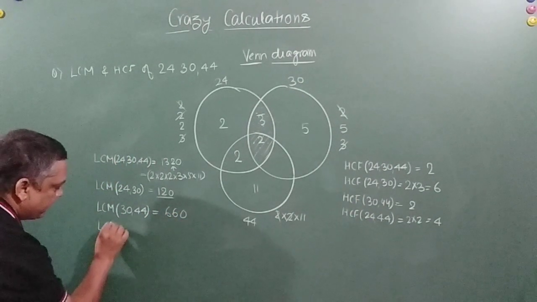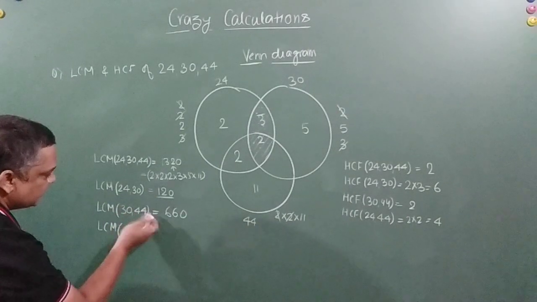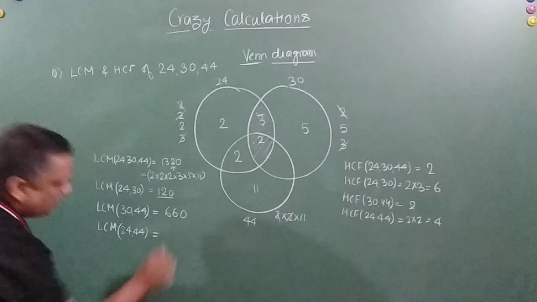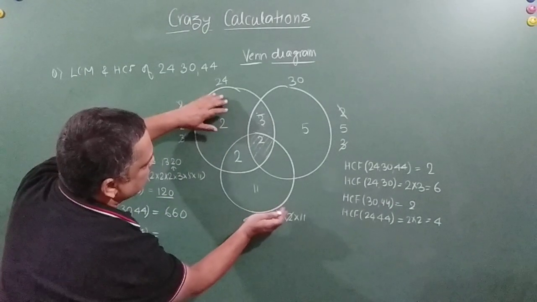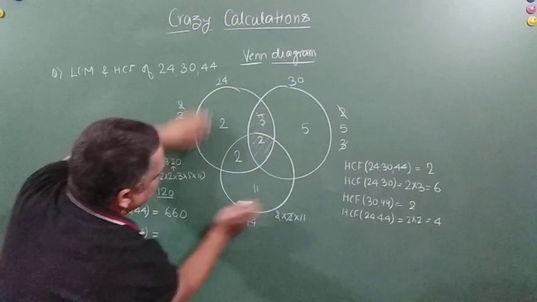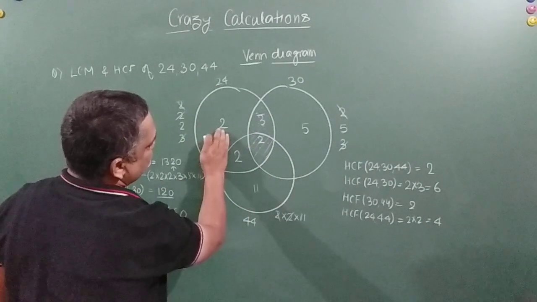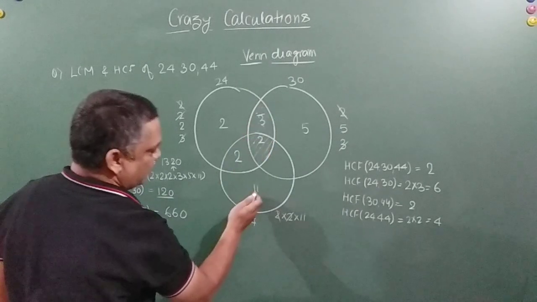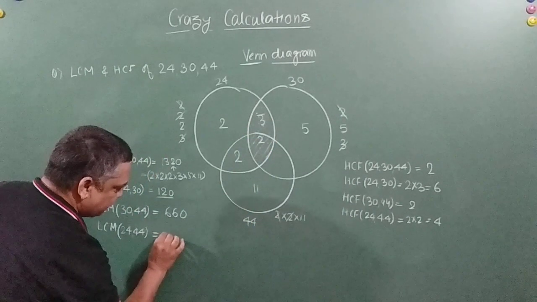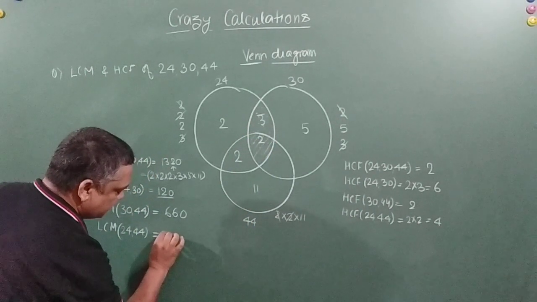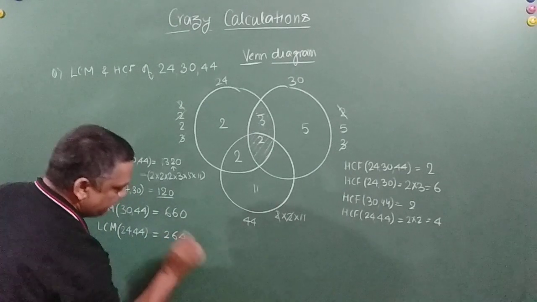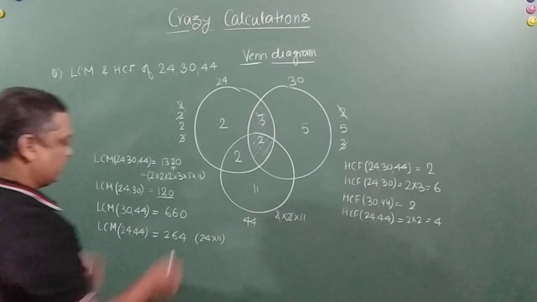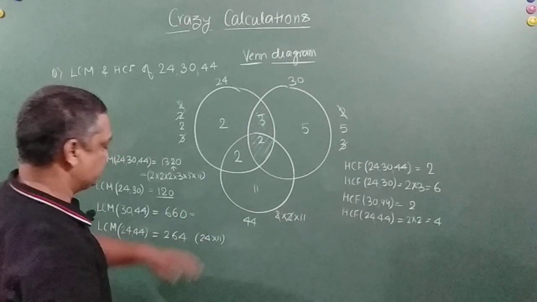LCM of 24 and 44, that is this and this. So whatever is lying in this area will get multiplied. So 2 into 2 is 4, into 2 is 8, into 3 is 24, 24 into 11, which is nothing but 264. Let me write it here so that you can refer back to it whenever you see it again.